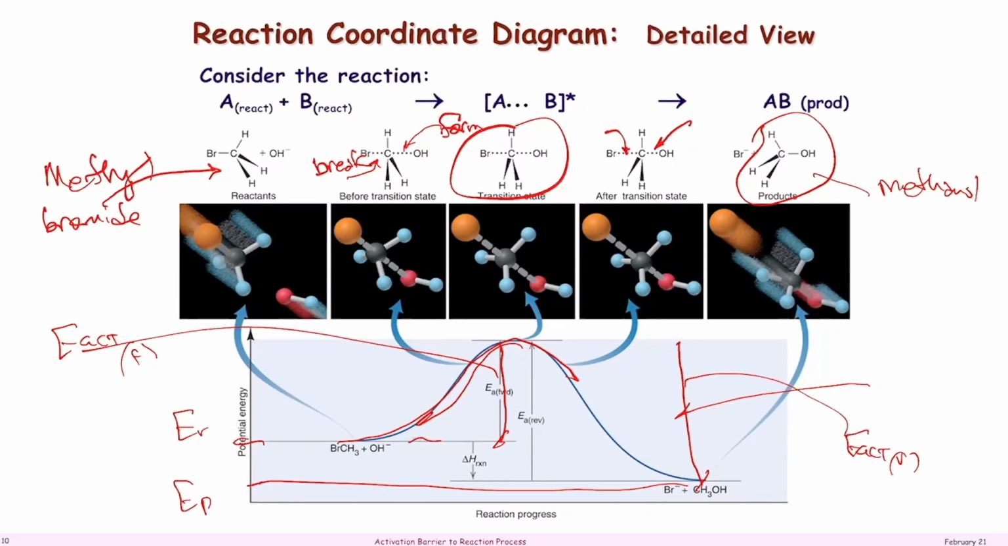This right here, the energy of the product minus the energy of the reactant, is delta H reaction, the energy of the reaction. And you notice because the product is lower in energy than the reactant, it's an exothermic reaction. So again, this sort of gives you more information in terms of what we are discussing.